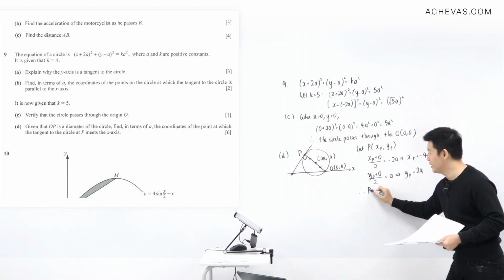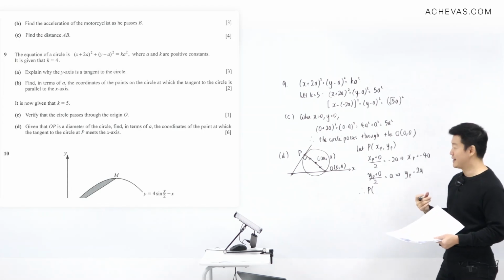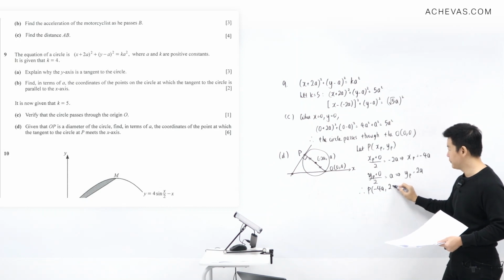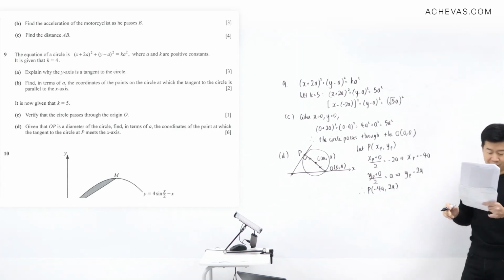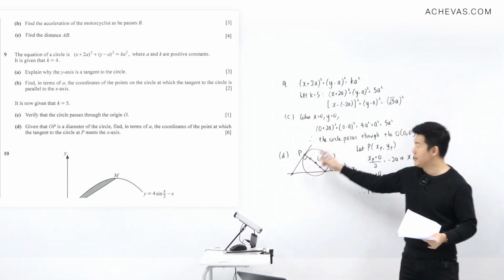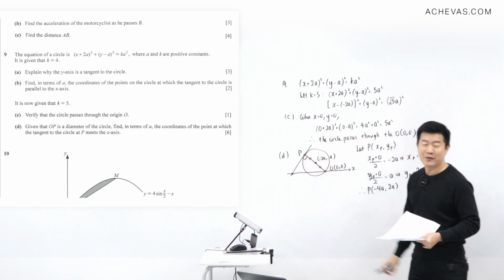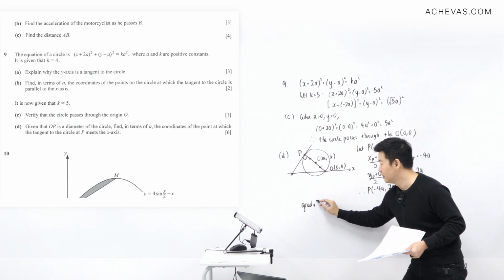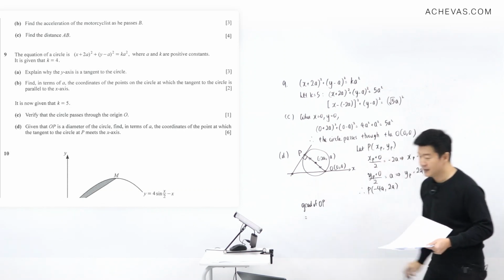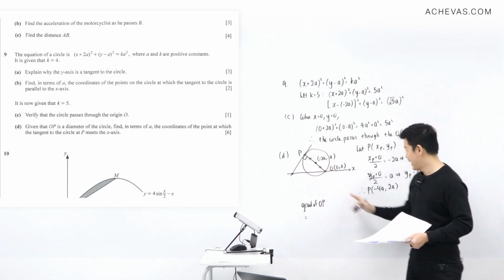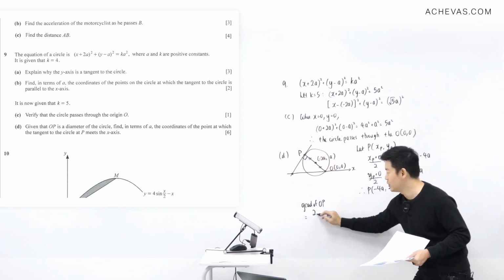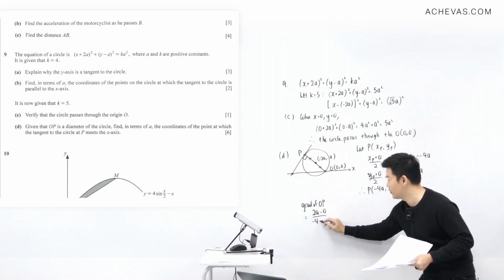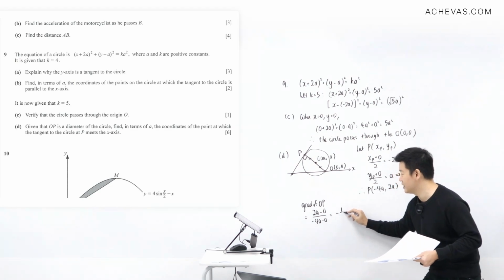So we have now found the coordinates of P, which are (−4a, 2a). With this, we can then find the gradient of the line OP. Let me write it down here. The gradient of the line OP is going to be equal to the y coordinate minus the y coordinate, which is 2a − 0, over the x coordinate minus the x coordinate, so −4a − 0. This gives me −1/2.